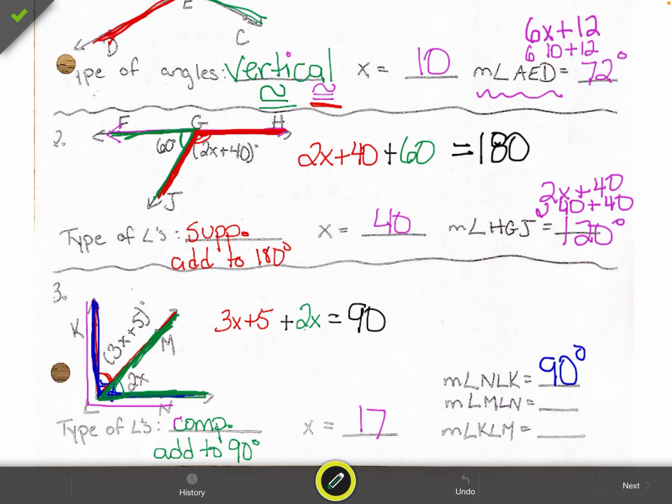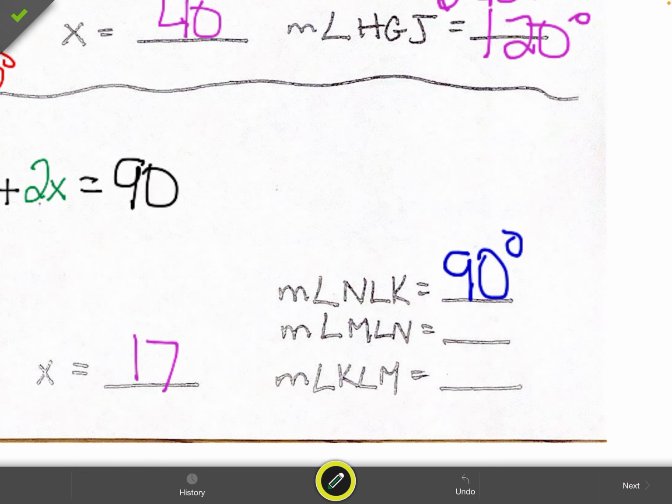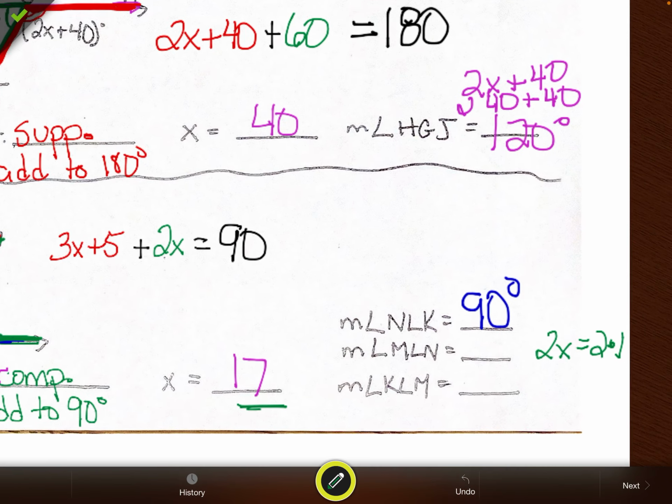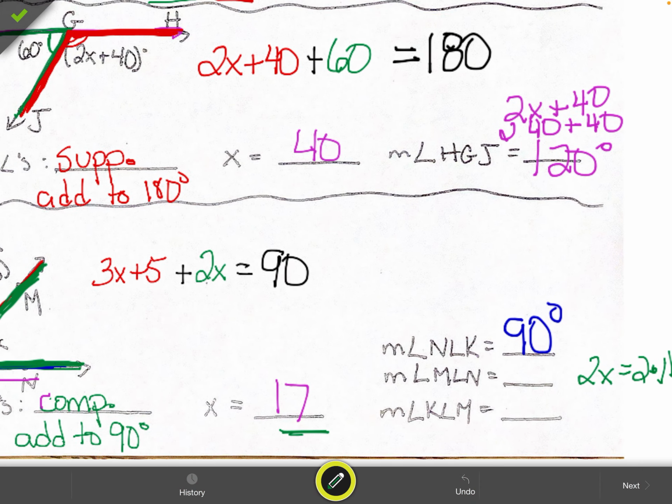Okay, MLN is 2x, and they don't leave us a lot of room, so I'm going to kind of come over here. So it's 2x, but what did we just find x to be? We just found x to be 17. So I'm going to say 2 times 17. Just plug it in. Kind of running out of room. Make that look like a 17. That comes out to be 34 degrees.